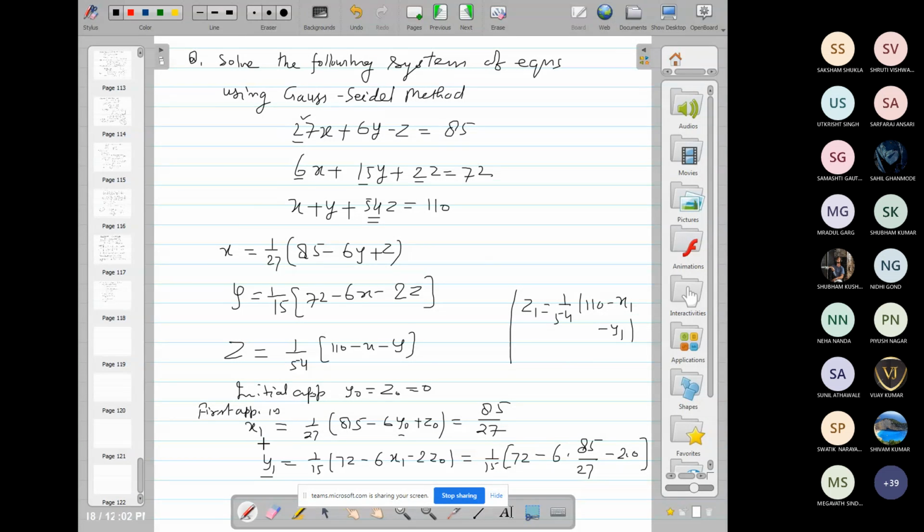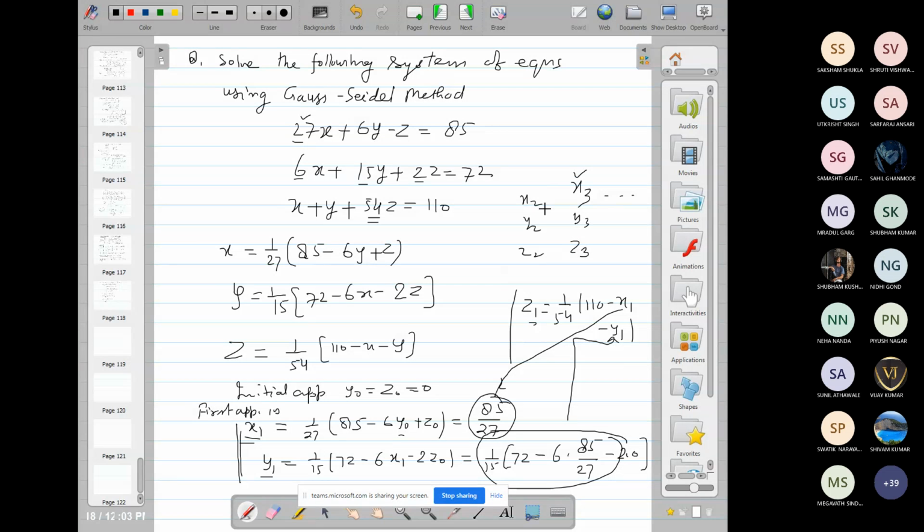Now what will x1 be, and what will y1 be? If you simplify, this is y1 and this is x1. This is the first approximation. Repeating this process, we obtain x2, y2, z2, x3, y3, z3, and so on. We stop the process when the nth approximate value is approximately equal to the (n minus 1)th approximate value. So this is Gauss-Seidel. Now you solve it.